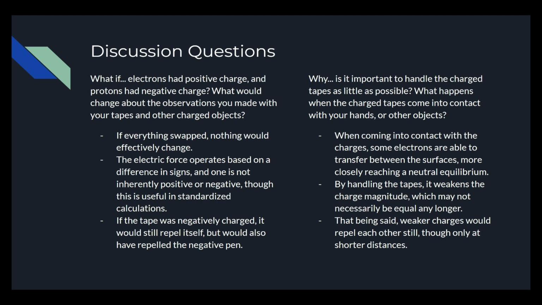So what if the electrons had positive charge? Would it be different if everything was swapped? No, nothing would really change. The only thing that matters is the difference in signs, the fact that they're opposite, not really that one of them is inherently positive or inherently negative. If the tape was negatively charged, it would have just been repelled by the pen.